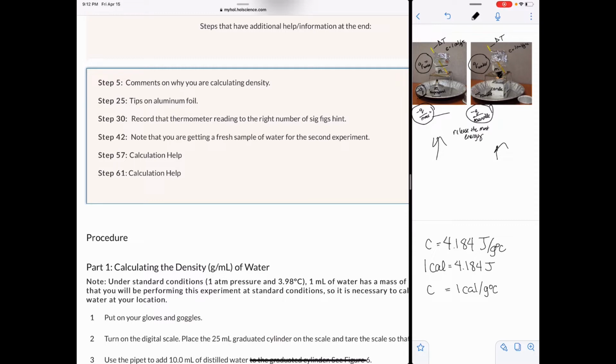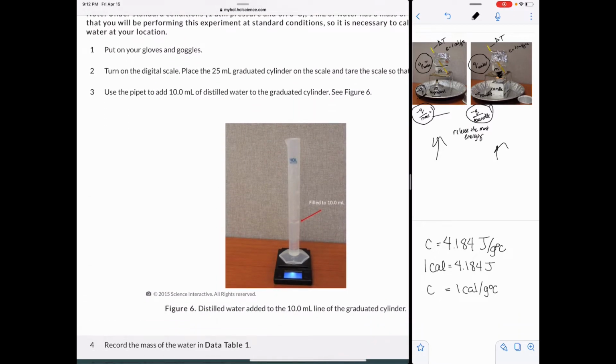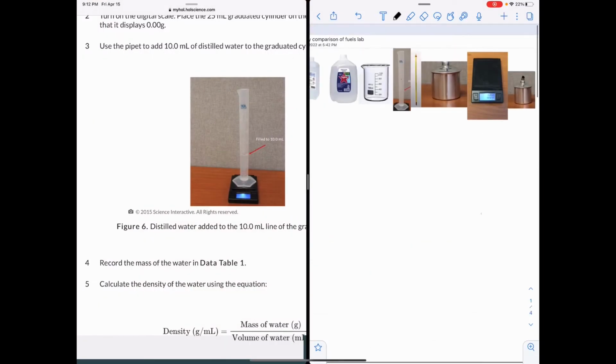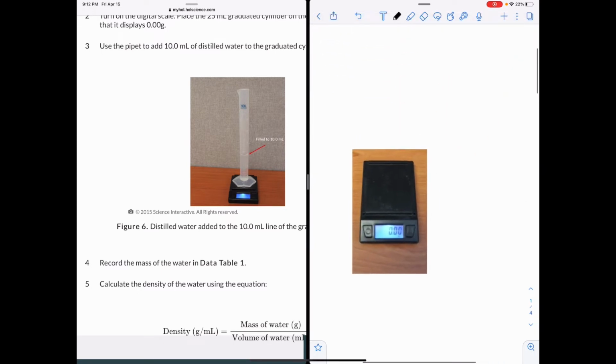Also, some pictures. As always, start off with your gloves and your goggles. You're going to use a digital scale, and you're going to tare a graduated cylinder on it. So basically, here's our scale. Zoom in a little bit.